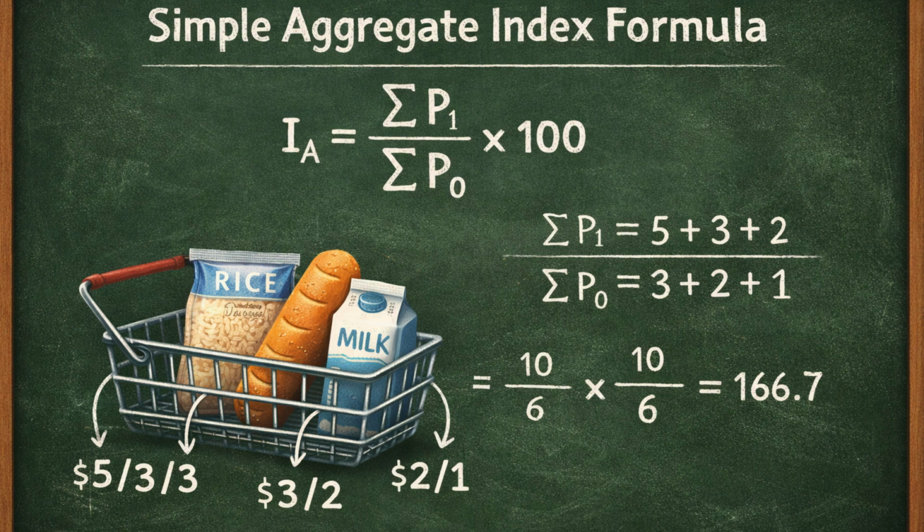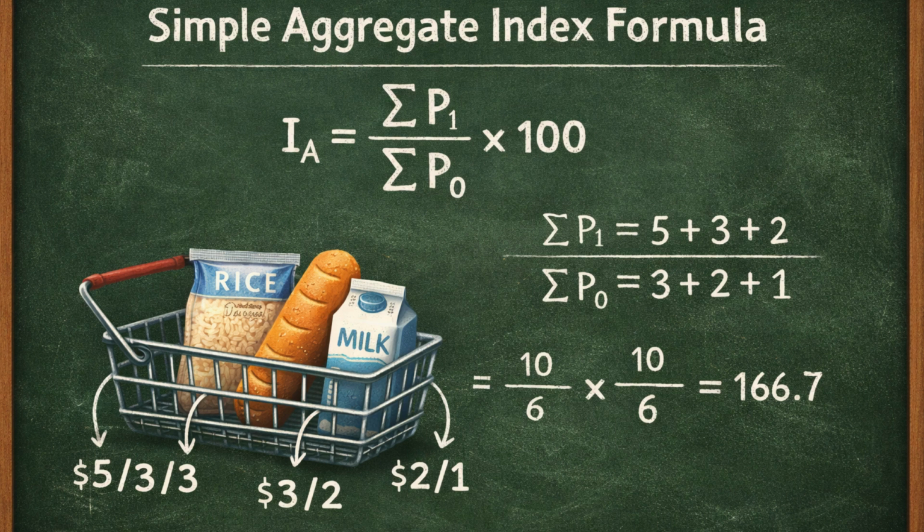Let's explore the first method, simple aggregate index. In this method, we simply add up the prices of all items in the current period and divide by the sum of prices in the base period. The formula is index equals sum of current prices divided by sum of base prices, multiplied by 100.